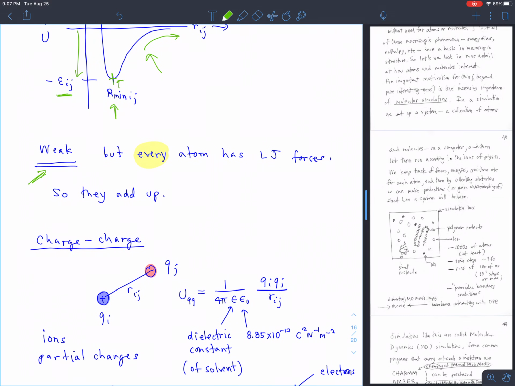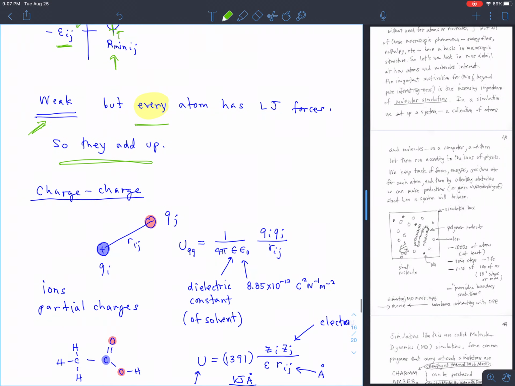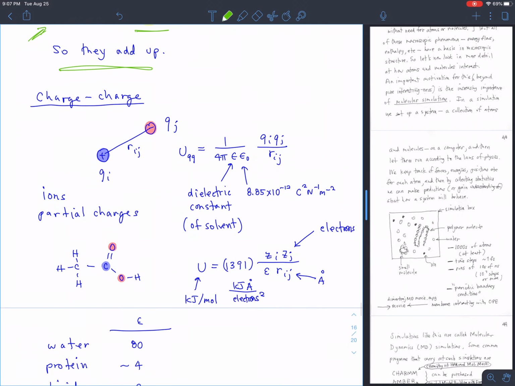These are weak interactions, but every atom has them, so they add up. And they're responsible for a lot of phase behavior, especially. They're also responsible for a whole lot of other behavior. Pretty much everything, maybe not in the gas phase, but in any liquid or solid phase, van der Waals interactions are playing some kind of important role. All right, that's van der Waals interactions.